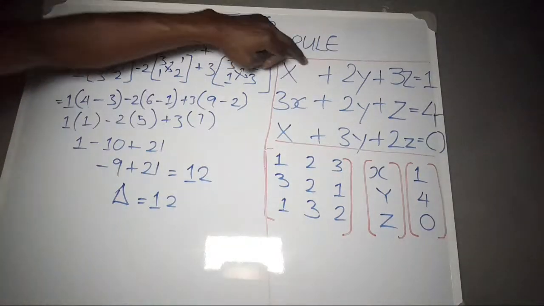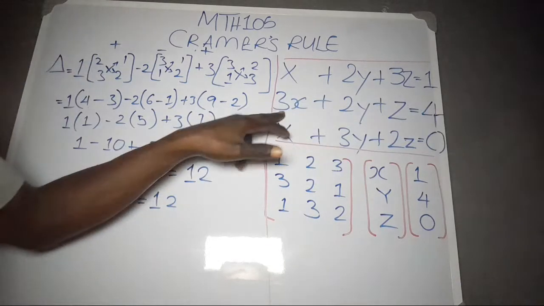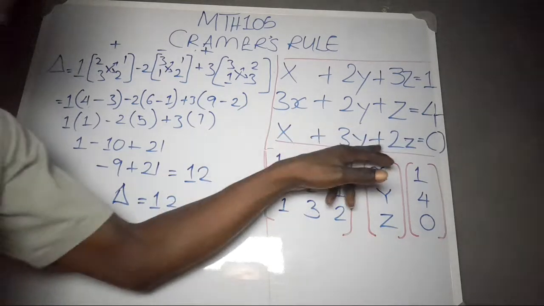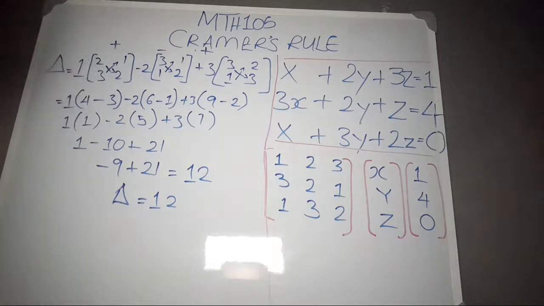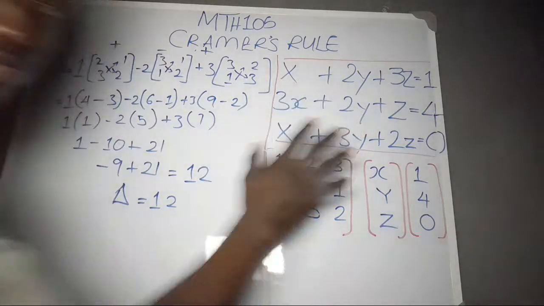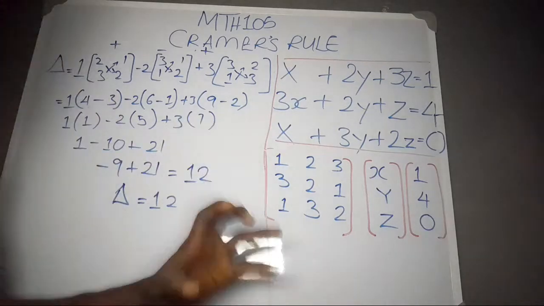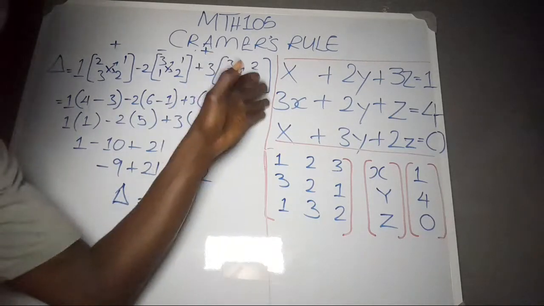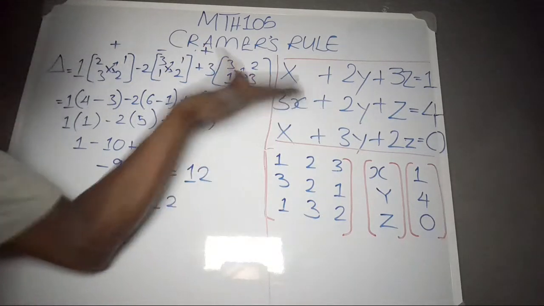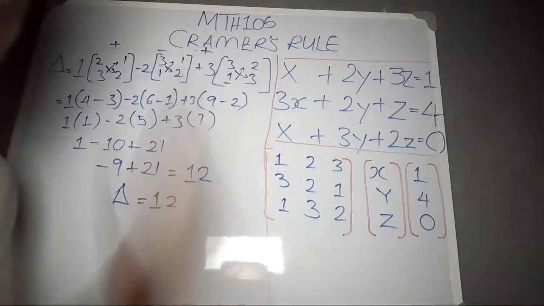This is the equation. X plus 2y plus 3z equals 1. 3x plus 2y plus z equals 4. Then we have x plus 3y plus 2z equals 0. Now, we are requested to solve this using Cramer's rule. Now, the first thing foremost is to interpret this equation into a matrix, as this is the first rule of Cramer.